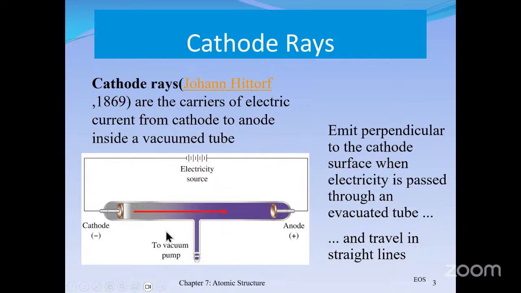And initially, the first conclusion we can come to based on this observation is that the nature of these stream of particles is that they're negatively charged because they're emitted from the negatively charged electrode, all right? And the other thing that was noticed about these particles is that they basically travel in straight lines, all right? So those are the first two things that were discovered.